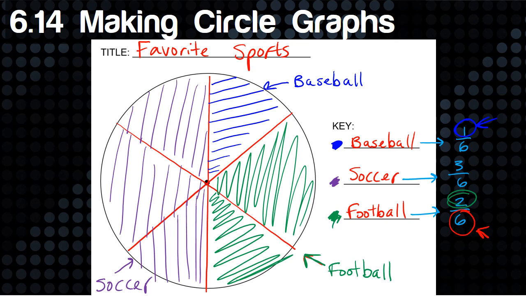So you can see here all I did was I took my data, I found common denominators. All my fractions here had the common denominator 6. I cut my circle into 6 equal parts the best I could, and then I colored them in and labeled them appropriately. So I'm using my key here. The colors tell me that the blue is baseball, the purple is soccer, and the green is football. So what you're going to do is use these steps. Your first step is to take care of your data chart. The second step is actually getting to draw out your circle graph, cutting equal parts, and labeling it appropriately.